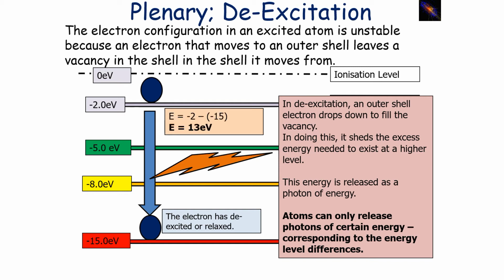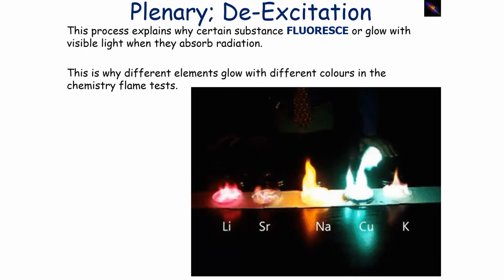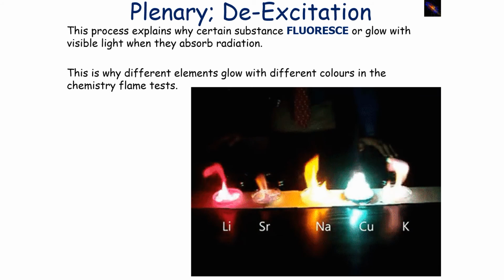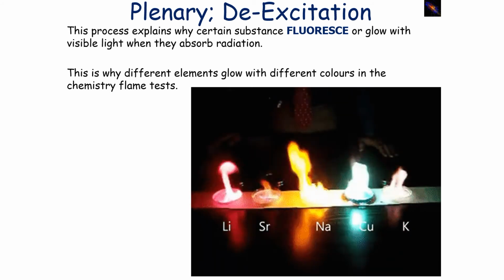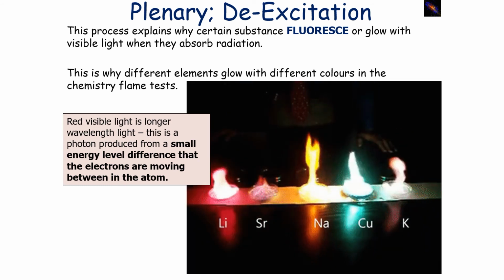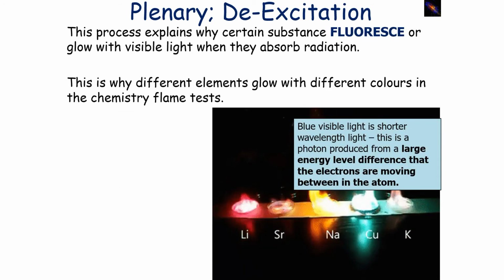Now in this case, it will be going from minus 2 to minus 15, so the energy of this photon is 13 eV. That's the energy of the photon released from the atom. Now this explains why certain substances fluoresce or glow with visible light when they absorb radiation. It's why different elements glow with different colours in the chemistry flame tests. Red visible light is longer wavelength light, so the photon is produced from a small energy level difference that the electrons are moving between in the atom. Blue visible light is shorter wavelength light, and it's a photon produced from a large energy level difference that the electrons are moving between in the atom.